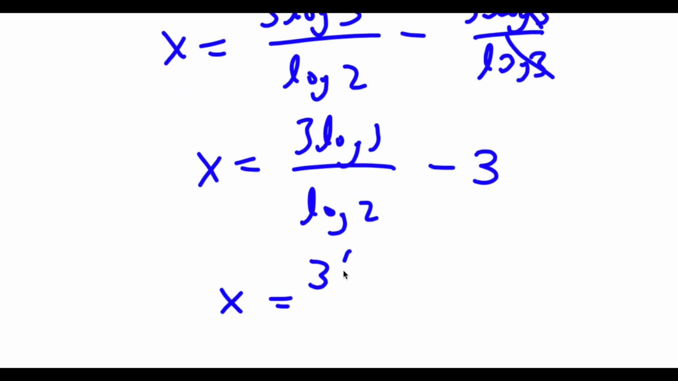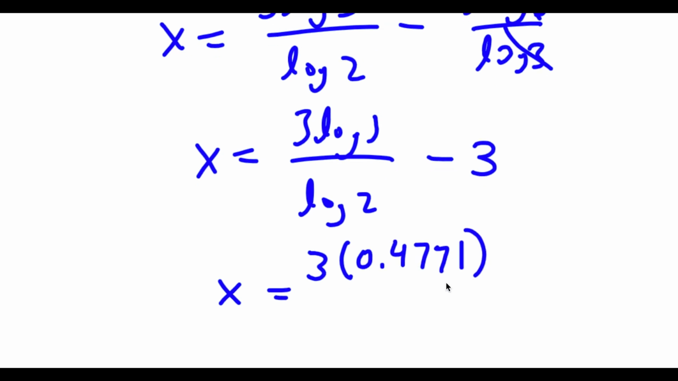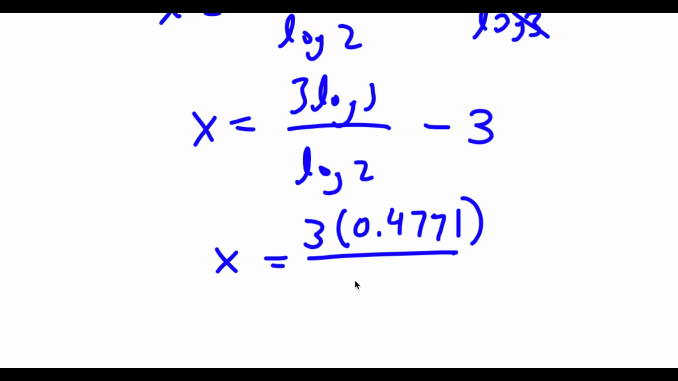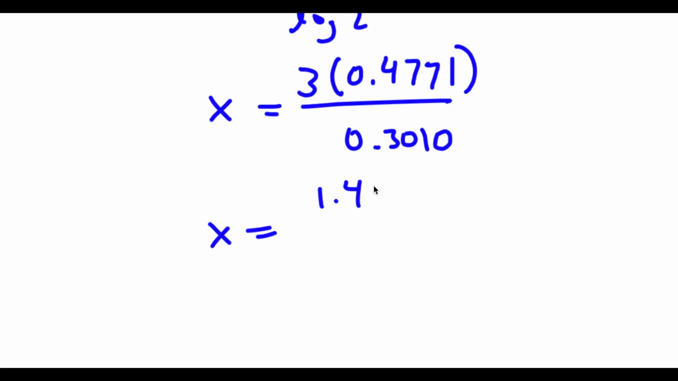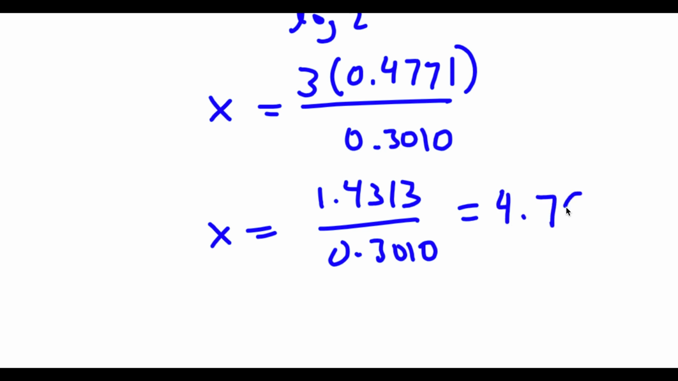Now log 3 is equal to 0.4771, and log 2 is equal to 0.3010. So this is equal to 1.4313 over 0.3010. And that is equal to 4.755.